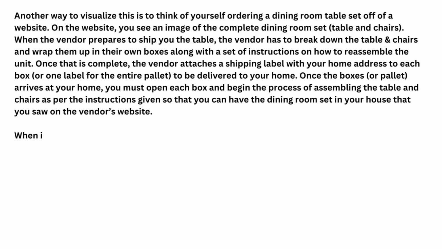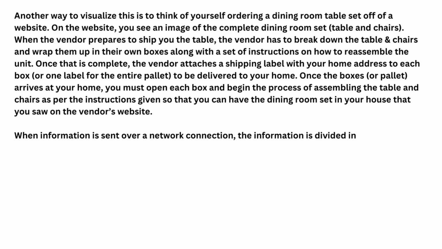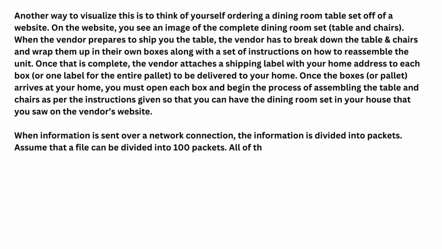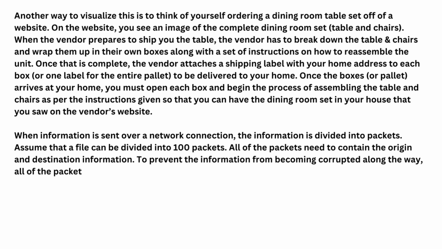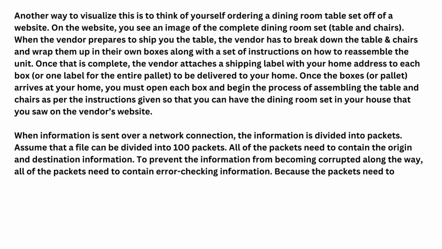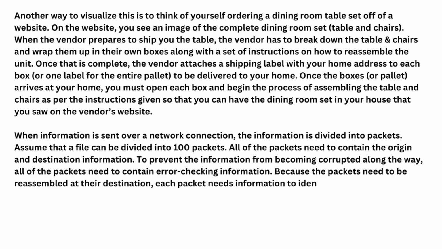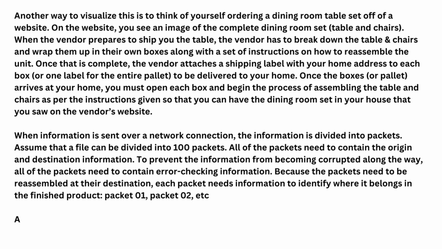When information is sent over a network connection, the information is divided into packets. Assume that a file can be divided into 100 packets. All of the packets need to contain the origin and destination information. To prevent the information from becoming corrupted along the way, all of the packets need to contain error-checking information. Because the packets need to be reassembled at their destination, each packet needs information to identify where it belongs in the finished product, packet 01, packet 02, etc.